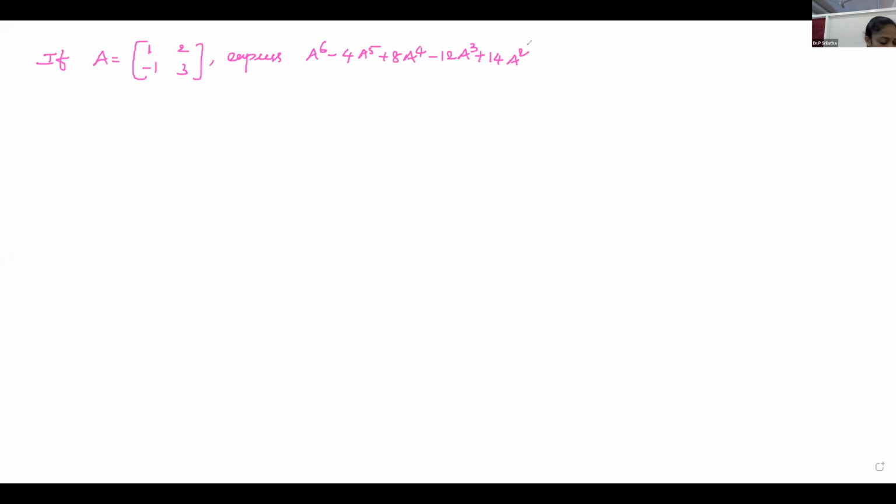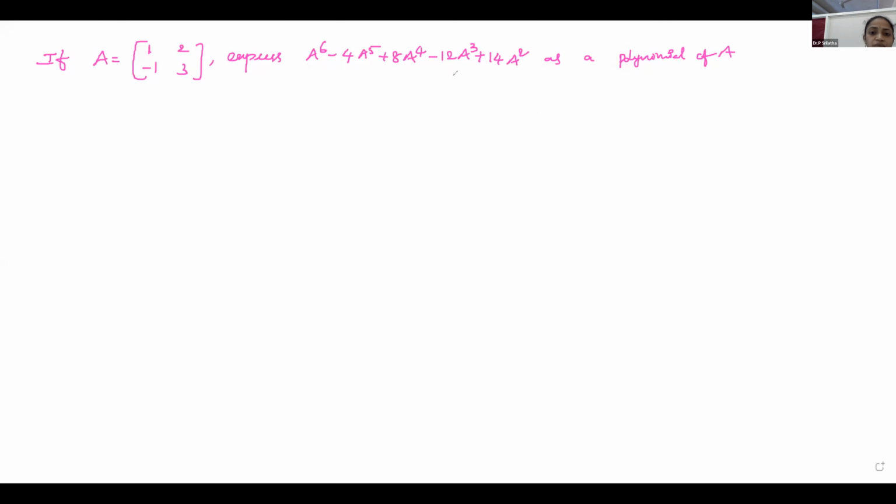So what is the question? We have to write it as a linear polynomial of A, or polynomial of A. Okay. So for that, we have to use Cayley-Hamilton theorem. So what is the statement of Cayley-Hamilton theorem? Every square matrix satisfies its own characteristic equation.